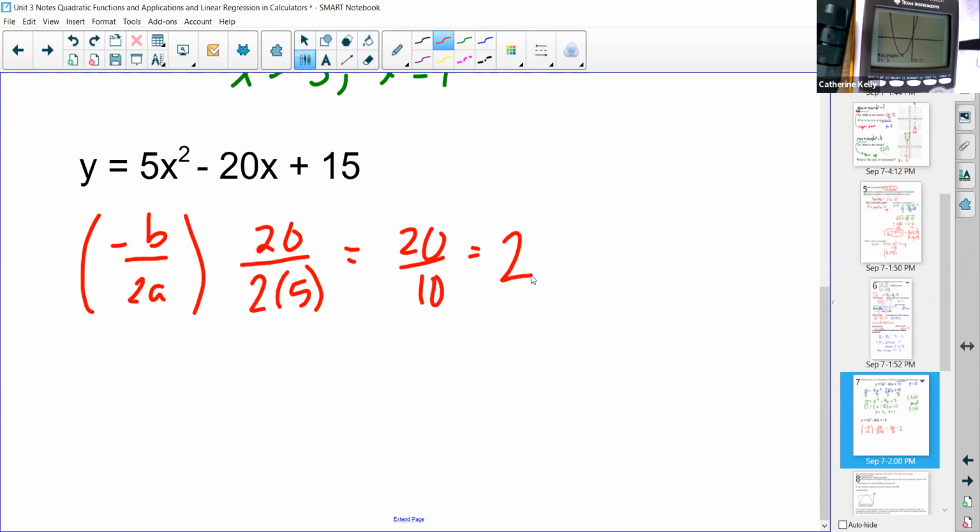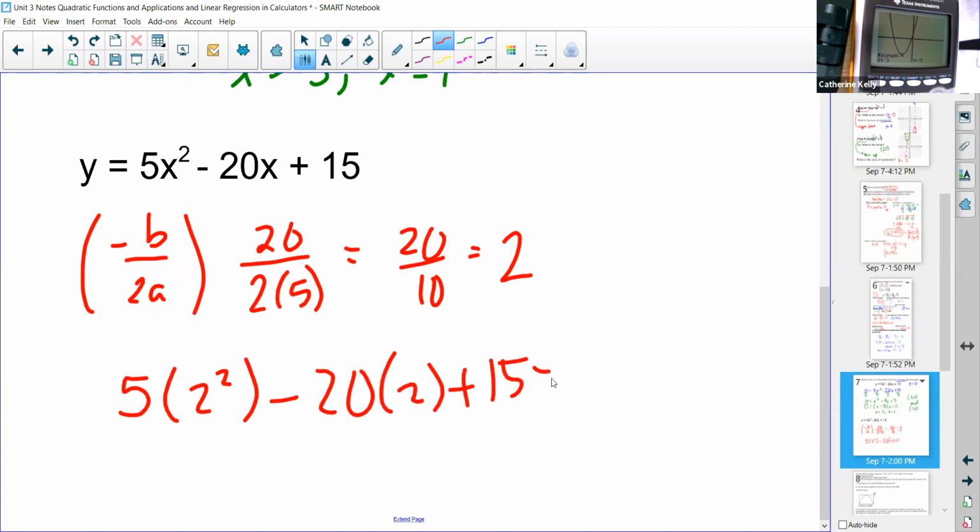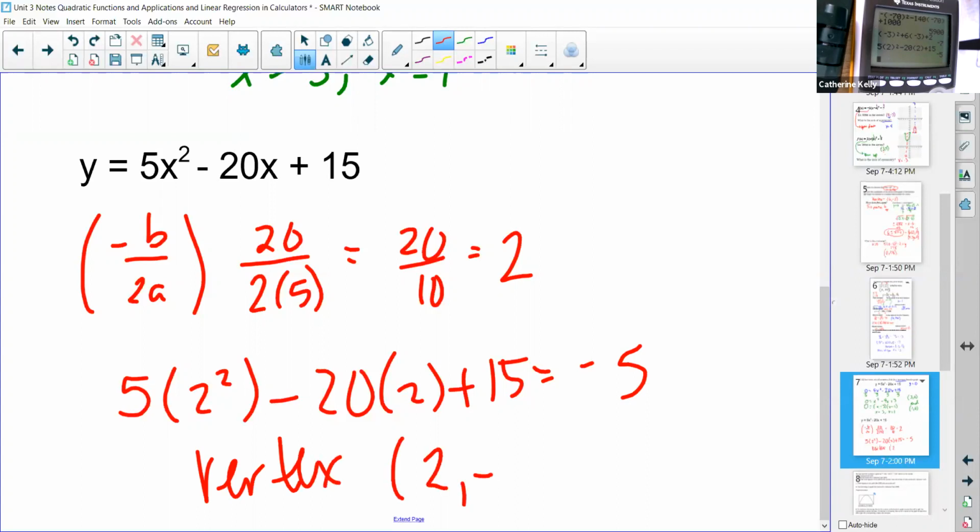When I plug 2 in for my y value, I have 5 times 2 squared minus 20 times 2 plus 15. That's going to give me my y value, my vertex. So I'm going to go quick. I'm going to go 5 times 2 squared minus 20 times 2 plus 15. My y value is negative 5. So my vertex is 2, negative 5.